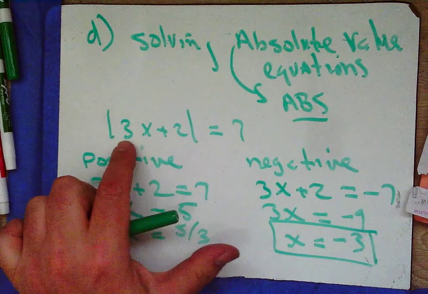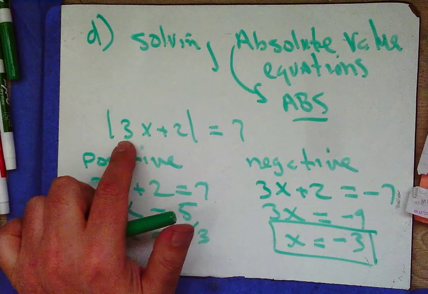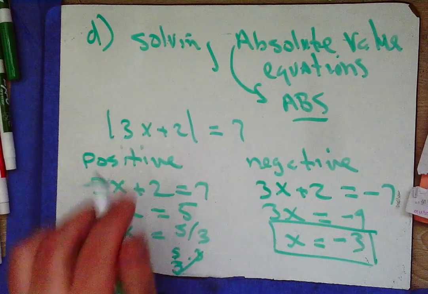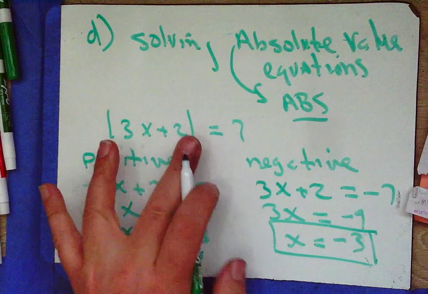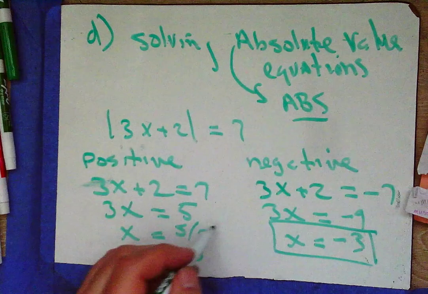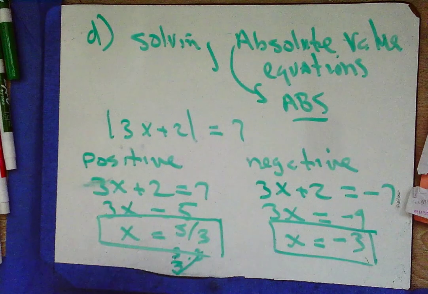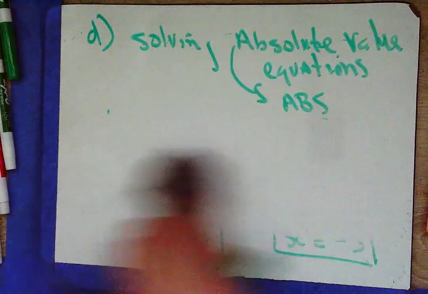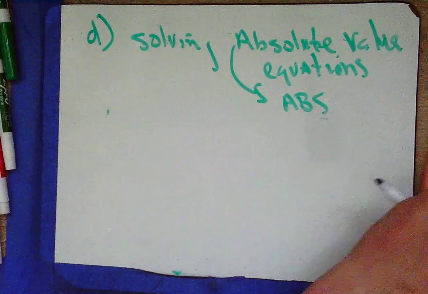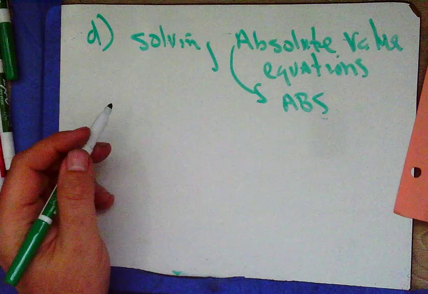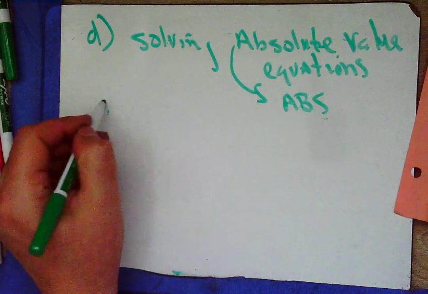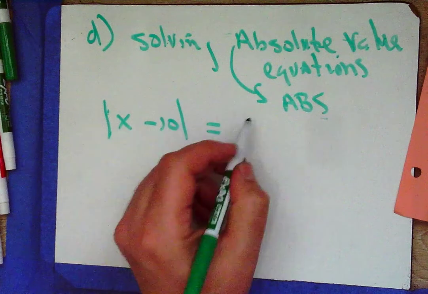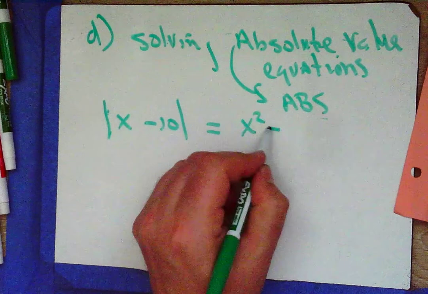5/3 times 3 is 5, because the 3's cancel. Right? 5/3 times 3, 3's cancel. I get 5. 5 plus 2 is 7. The absolute value of 7 is 7. So that one works too. Mr. Cooper, that's not a must check. That worked out fine. What's the big deal? Well, what if we have this problem? What if we have the absolute value of x - 10 equals x² - 10?